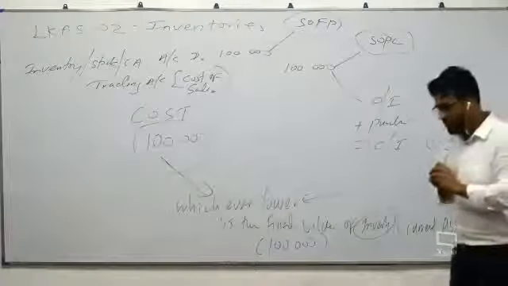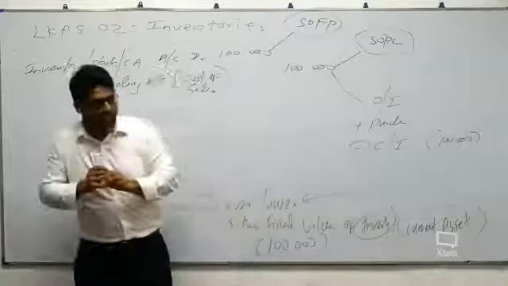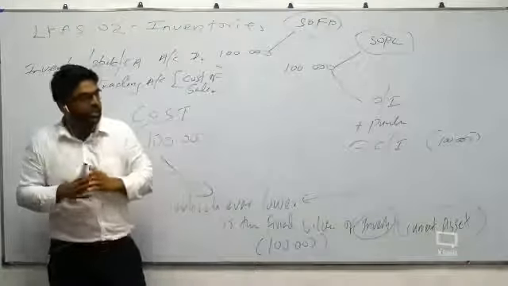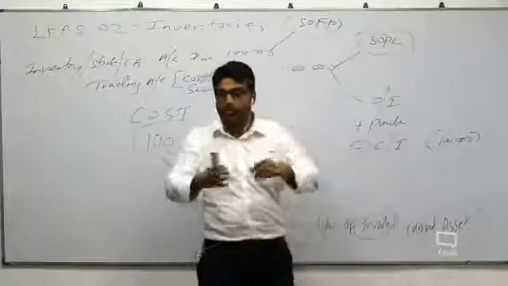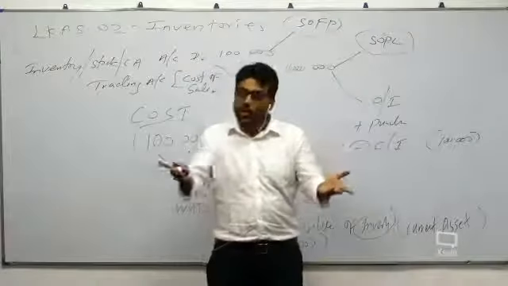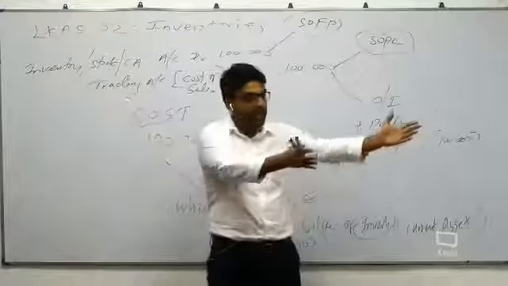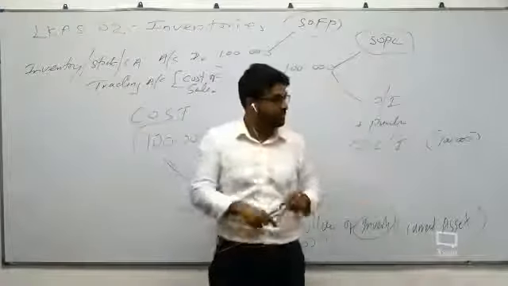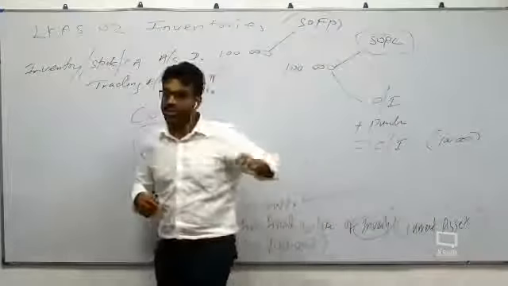Estimated selling price of the inventory: 92,000. Now something is wrong in this inventory. Tell me why. Why estimated selling price 92,000? You bought it for 100. Your total cost is 100. Why are you planning to sell it under cost? What may be the reason? Under cost you are going to sell it.